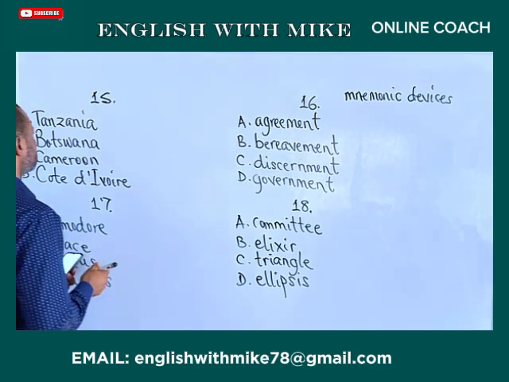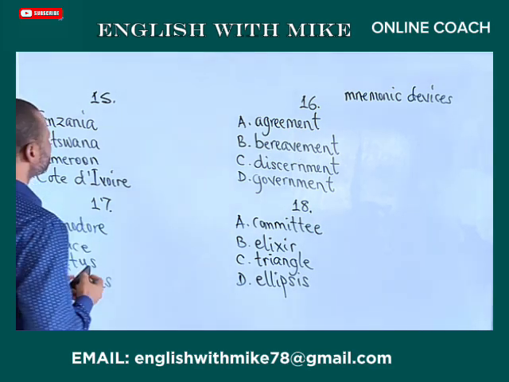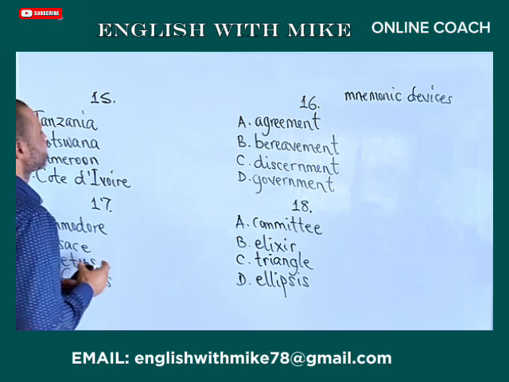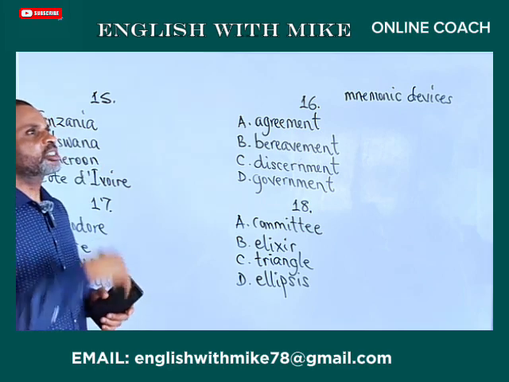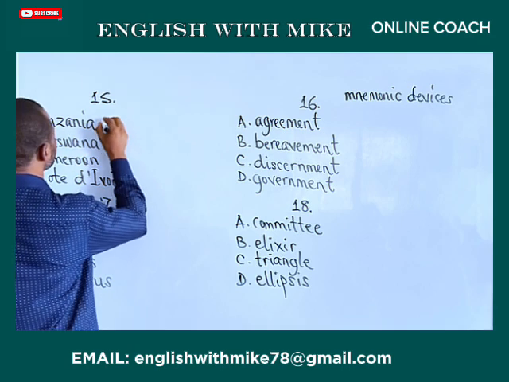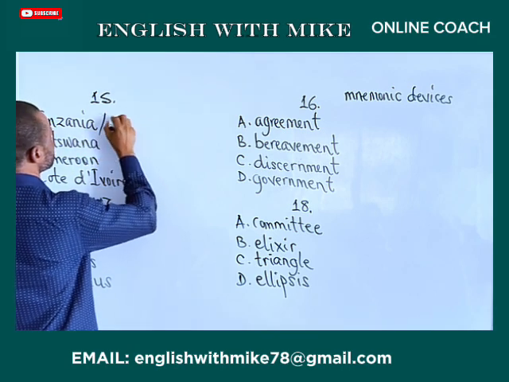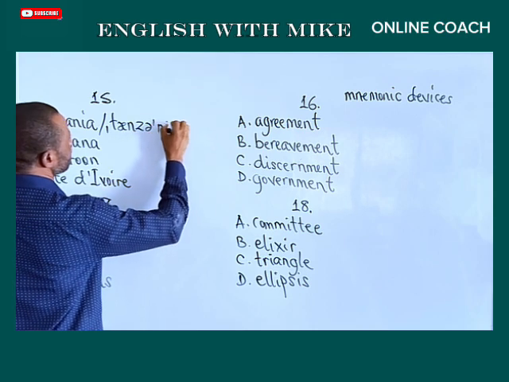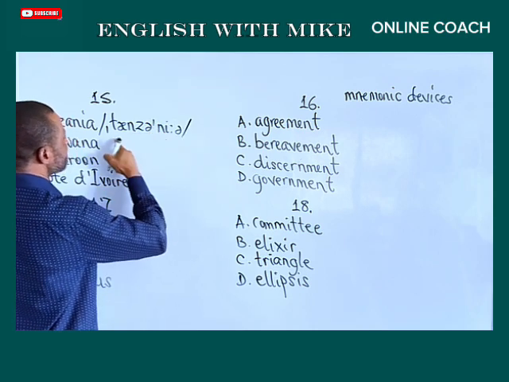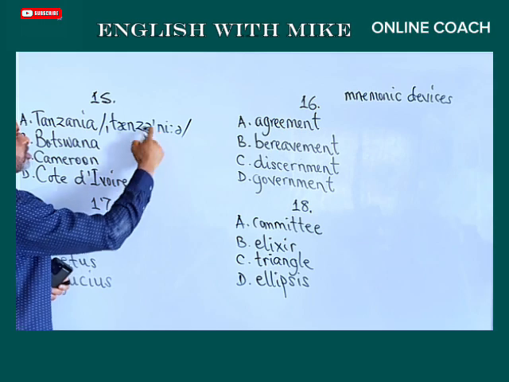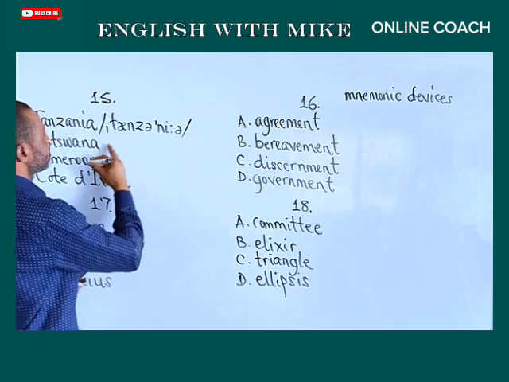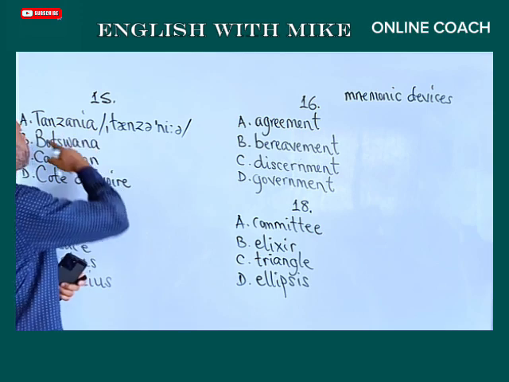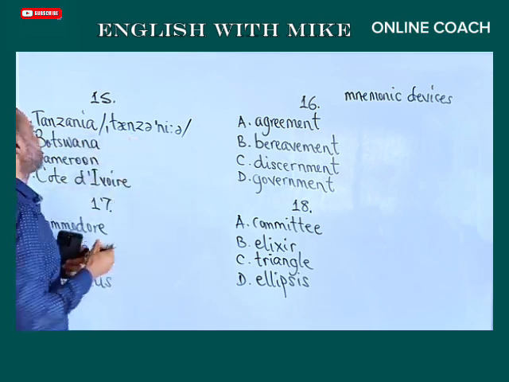What do you call option A? Option A. I usually hear Tanzania. Some people say Tanzania, others say Tanzania. But what is it called? What you have is secondary stress on the first syllable, and then we have this. So that is Tanzania, with the stress on the third syllable. Not Tanzania or Tanzania, but Tanzania.